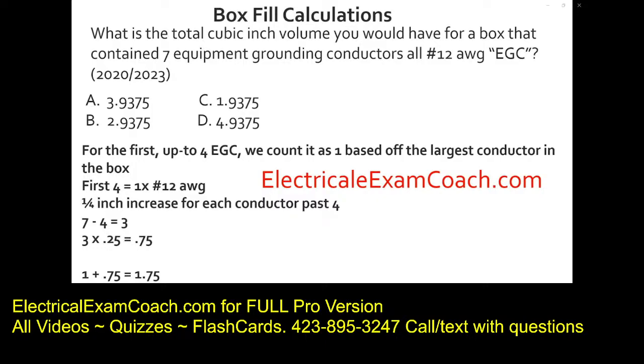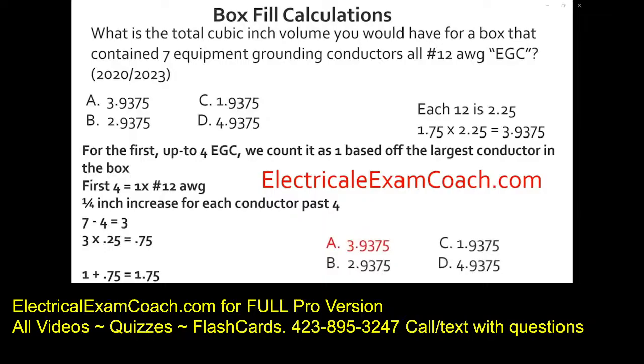In this case, there's only number 12s. So we would take that 1.75, multiply it by the cubic inch volume for a number 12 conductor, and we end up with 3.9375 cubic inches for our equipment grounds.